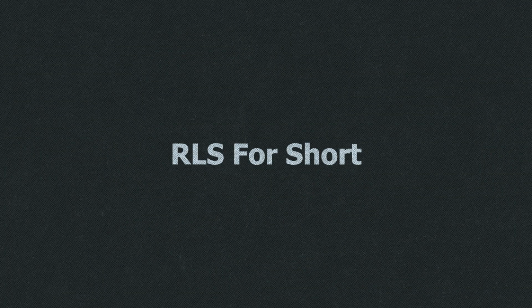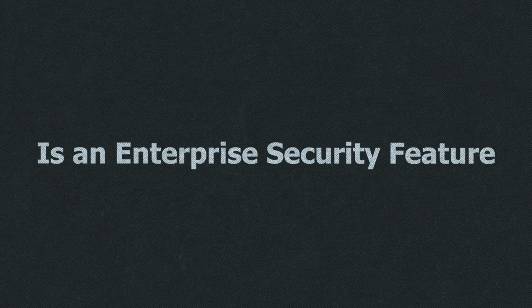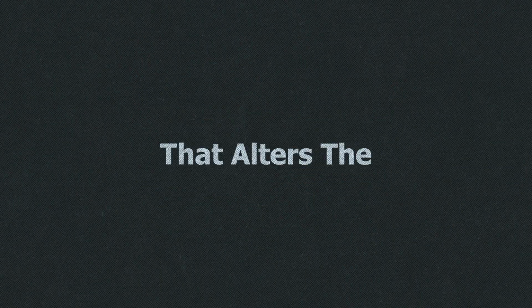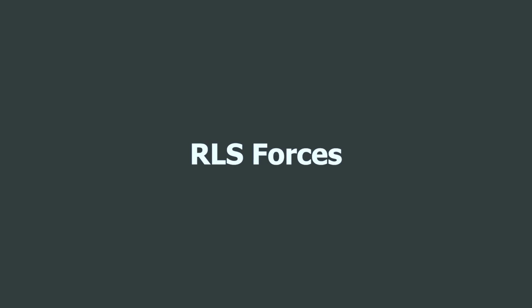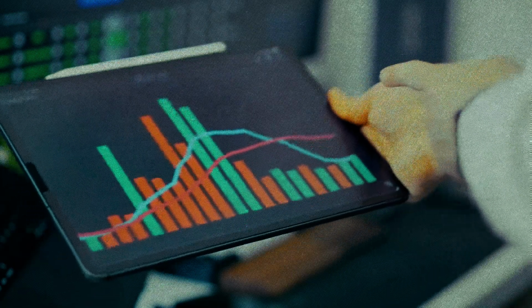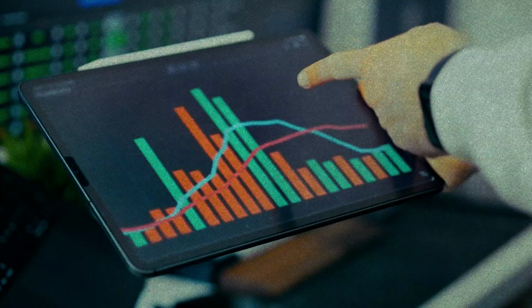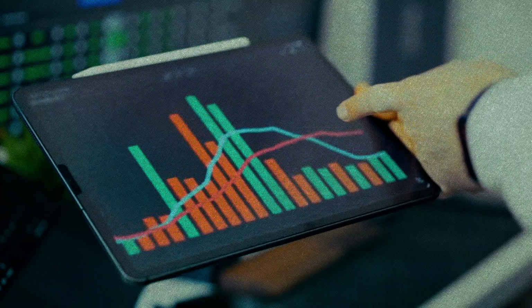In this lesson, you will learn about lockdown mode, implementing row-level security for AI apps. Row-level security, RLS for short, is an enterprise security feature in PostgreSQL that alters the database engine's access path. Instead of granting blanket permissions to a table via traditional role-based access control, that is RBAC, RLS forces the database to evaluate custom context-aware security policies on a row-by-row basis.